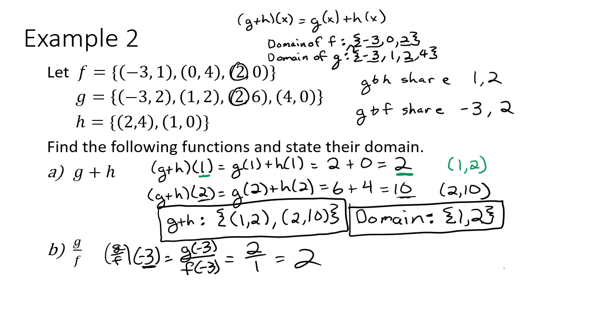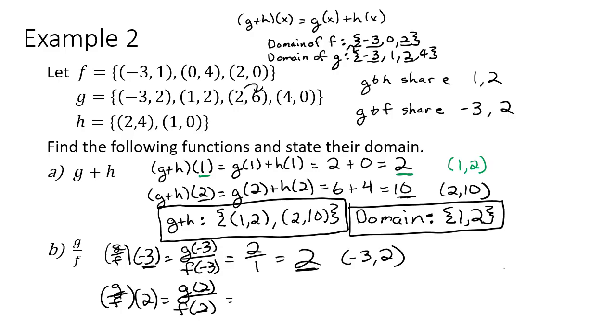So we've got input, output. This corresponds to an ordered pair of -3, 2. All right, so that's one down. We got one more to go. G divided by F of 2, by definition, would be G of 2 divided by F of 2. G of 2 is 6. F of 2 is 0. That's a problem, because dividing by 0 is undefined. This does not exist. So we don't get an ordered pair here. This failed.